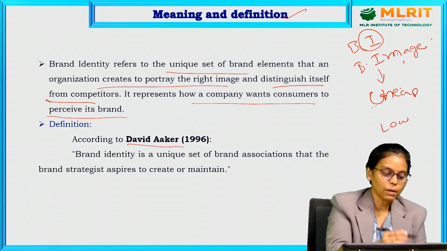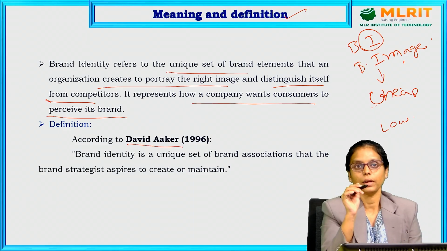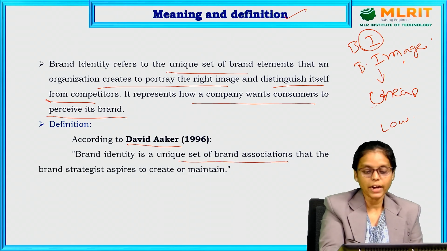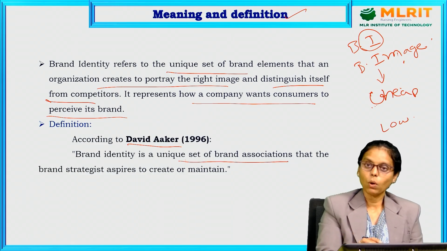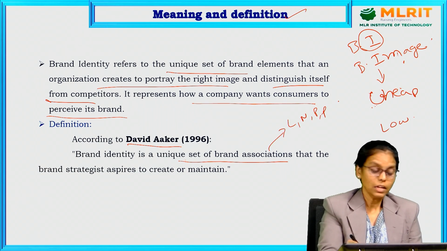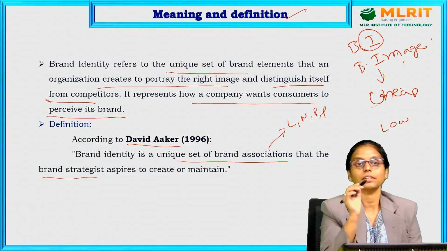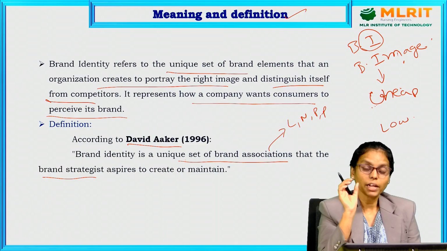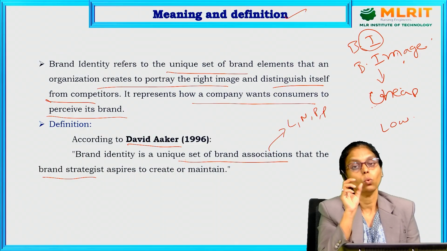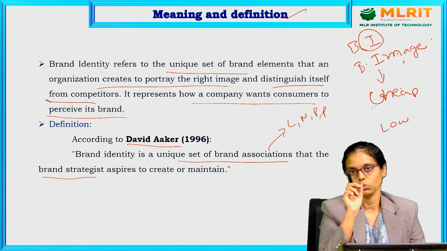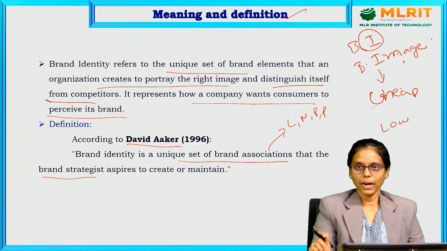Now, one of the basic definitions is defined by David Aaker: brand identity is a set of brand associations. Now, what are associations? Again, what we said: logo, name, place, personality, etc. That a brand strategist aspires to create or maintain. What a brand strategist wants to create or link with a product, all such associations we'll call brand identity.